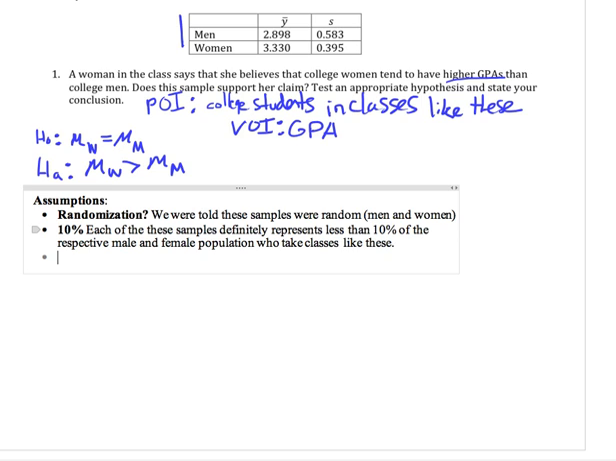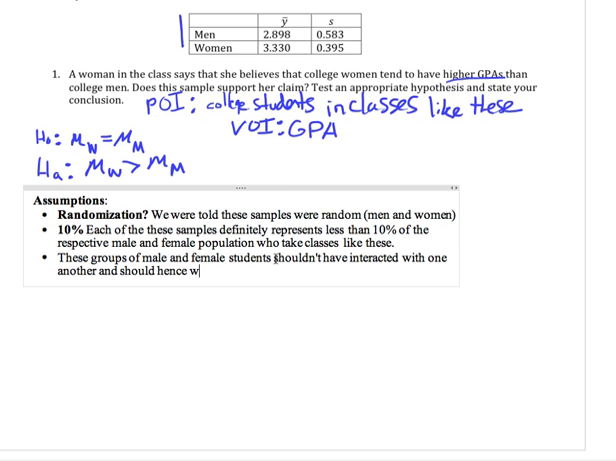Anyway, the other assumption we need to make is about the groups. I'm just going to say it like this: these groups of male and female students shouldn't have interacted with one another and should hence be independent of each other.